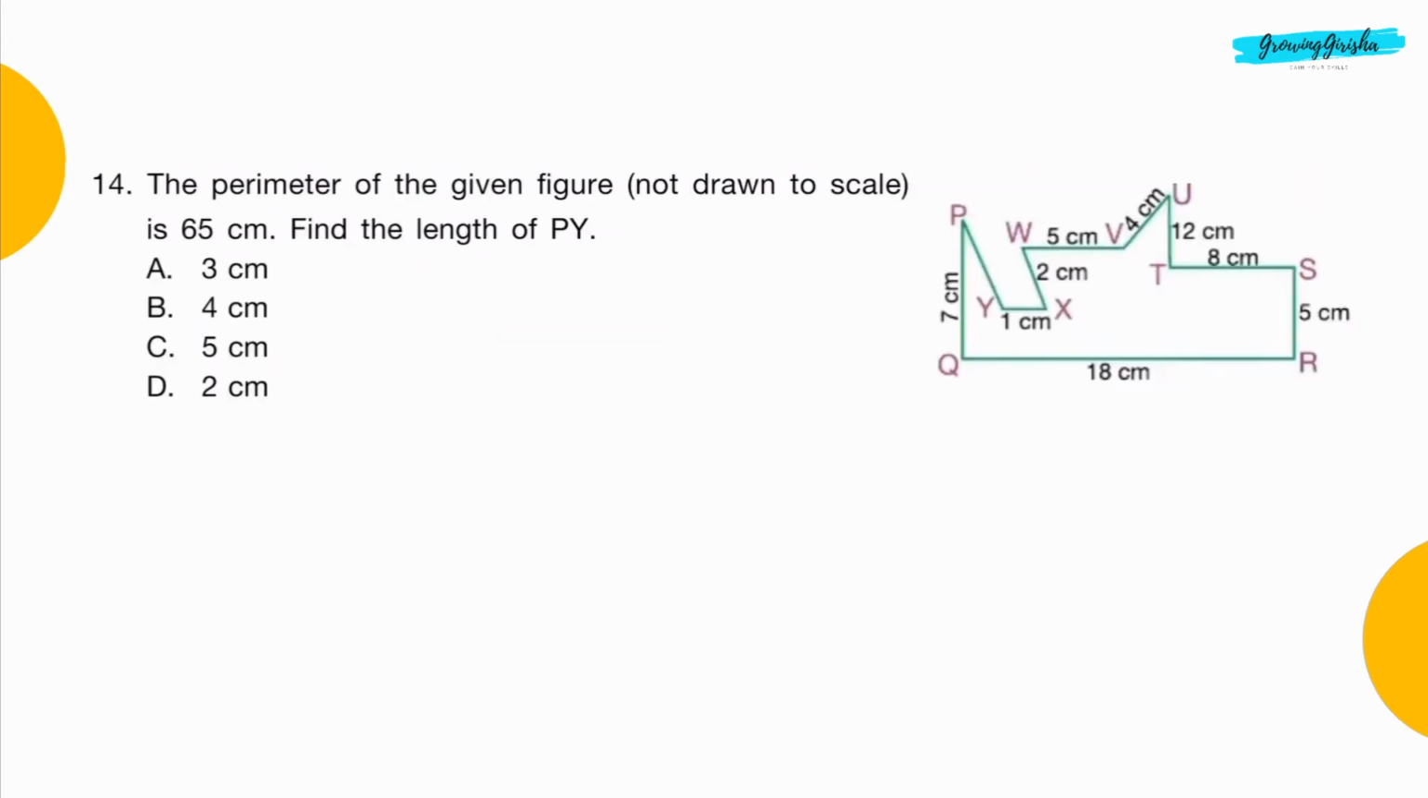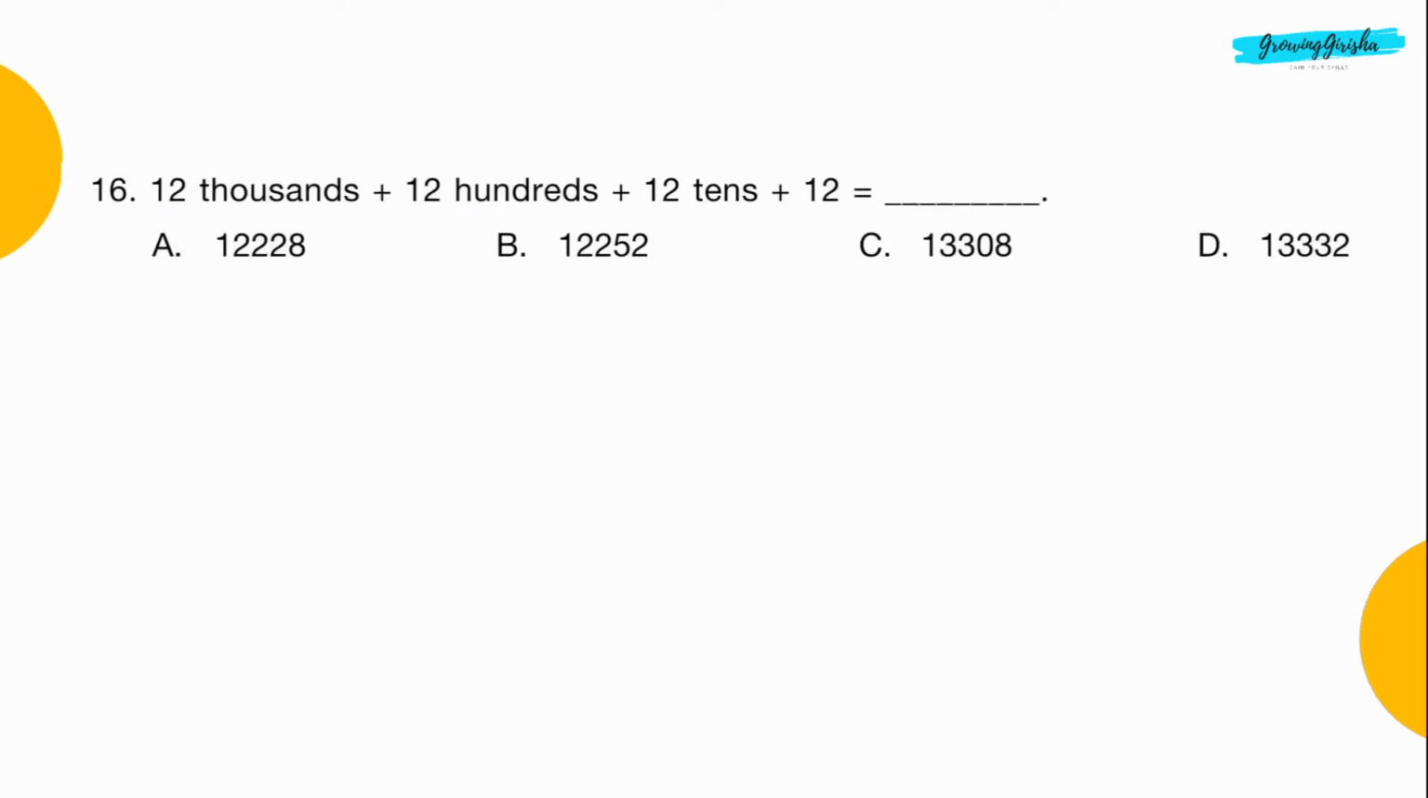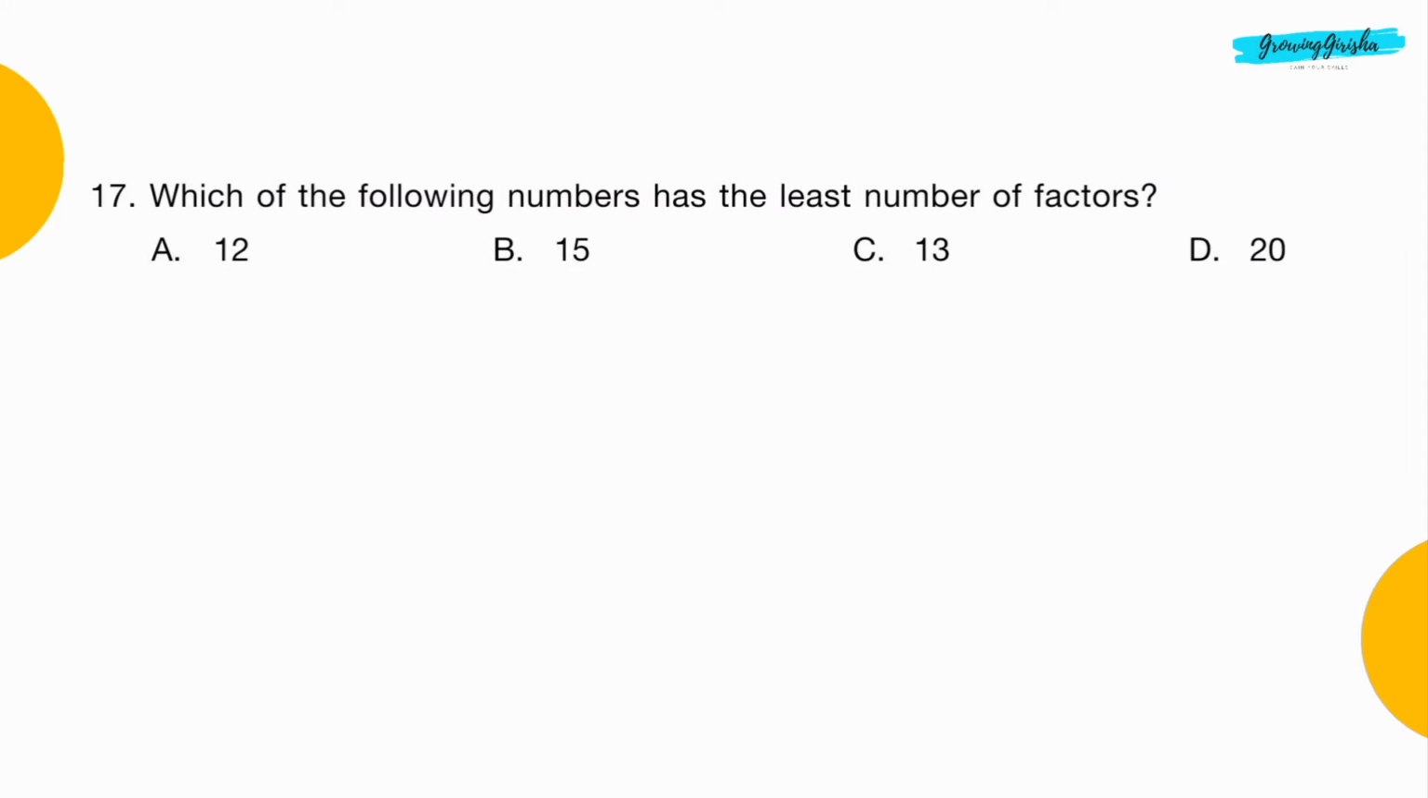Question 14. The perimeter of the given figure not drawn to scale is 65 cm. Find the length of PY. Option A. 3 cm. Question 15. Fill in the correct sign. Option A. Greater than. Question 16. 12 thousands plus 12 hundreds plus 12 tens plus 12 is equal to dash. Option D. 13,332. Question 17. Which of the following numbers has the least number of factors? Option C. 13.